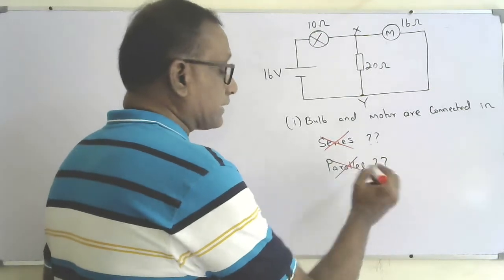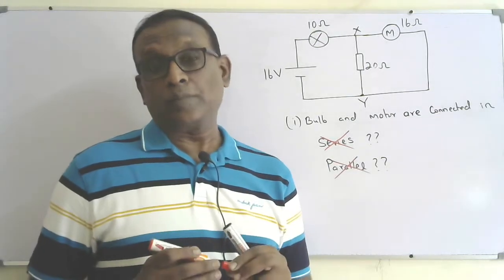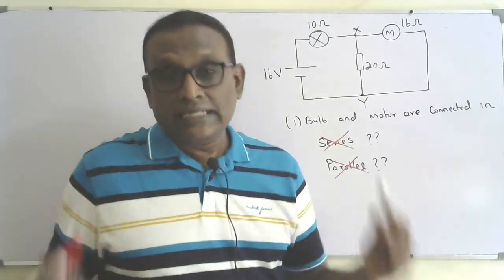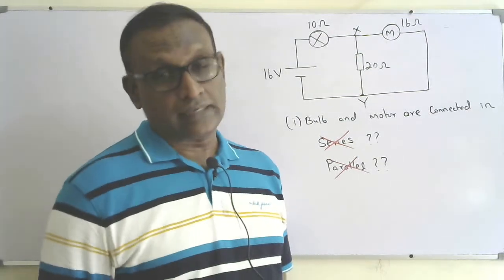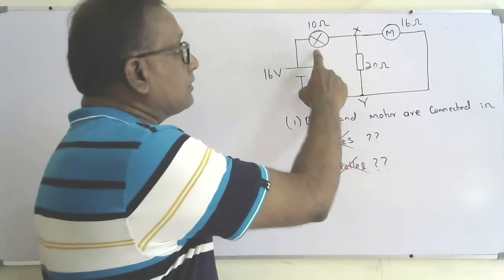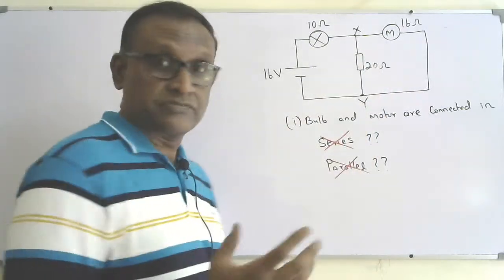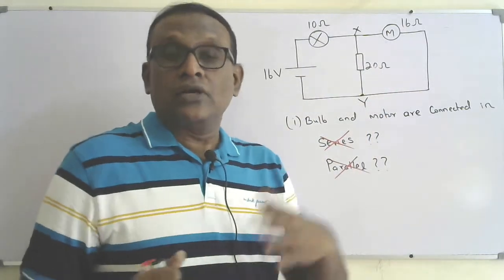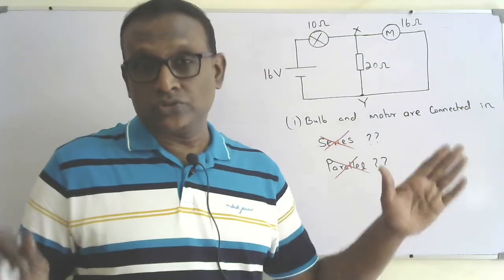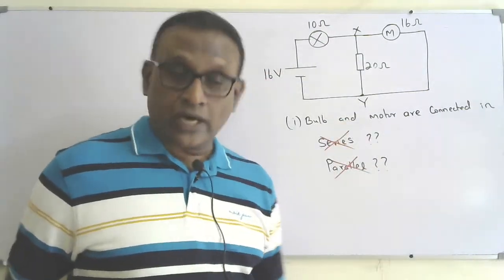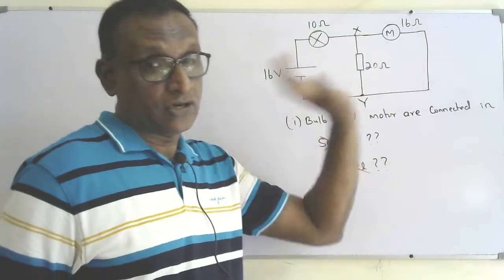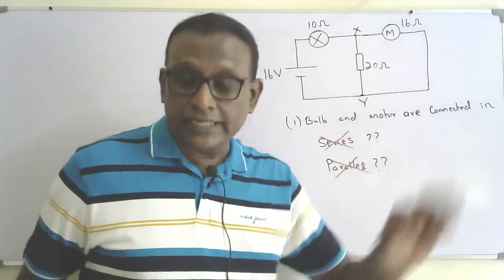So how are they connected? That has no proper name. They are neither: not connected in series and not connected in parallel. So I can't simplify these two components. First, I can't use R equal R1 plus R2. No, I can't use it. Nor can I use 1 over R equal 1 over R1 plus 1 over R2 for these two resistors, because they are not in series and not in parallel.